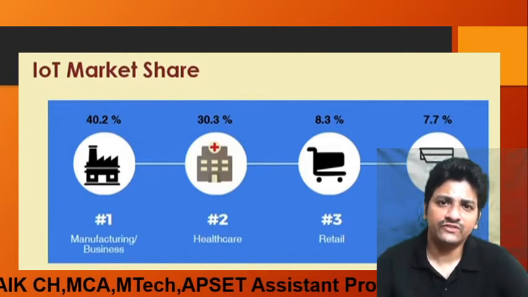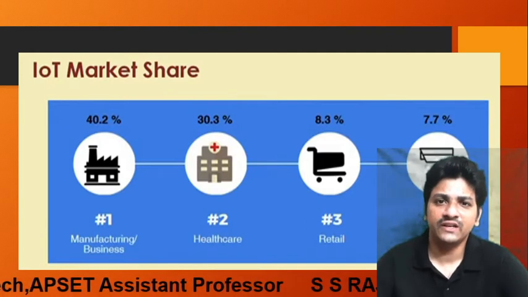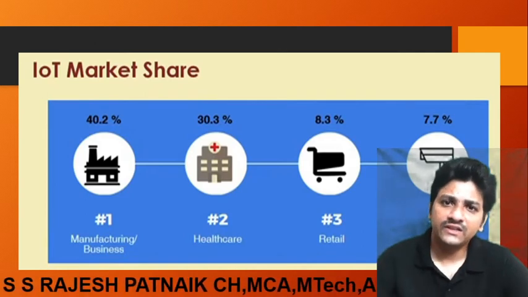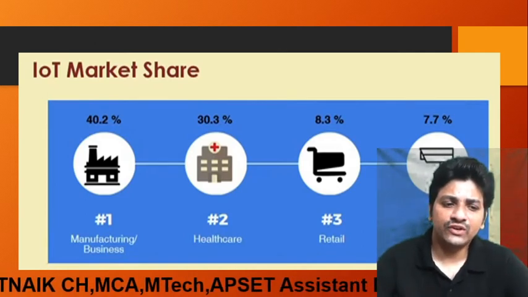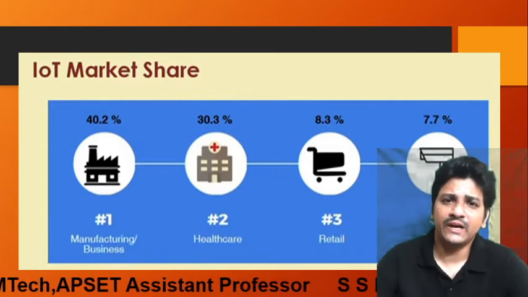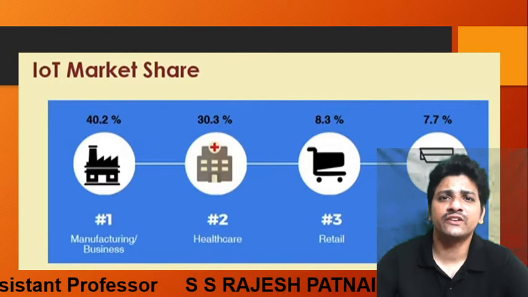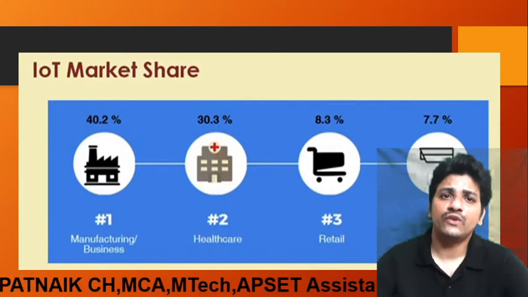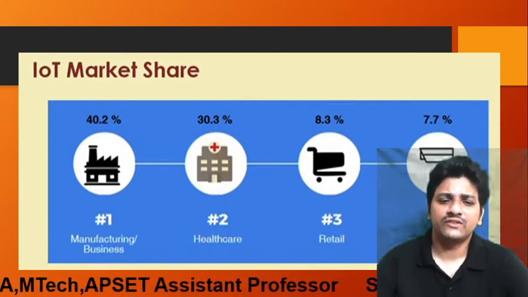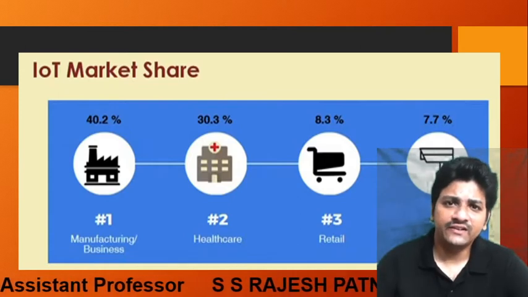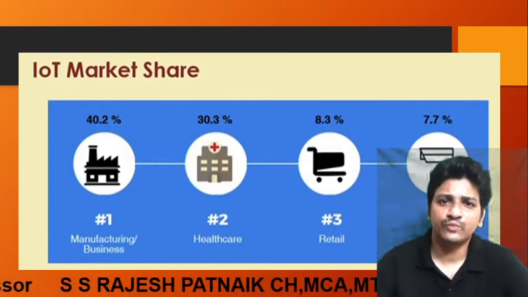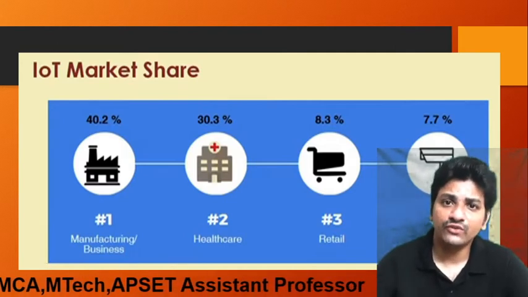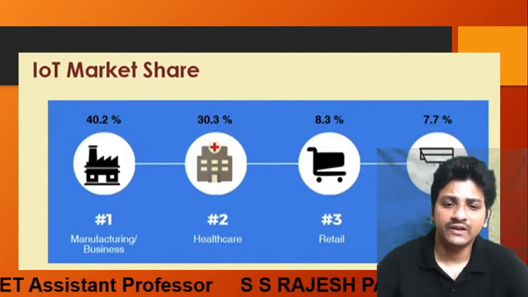I already showed different slides previously regarding where IoT devices are used in manufacturing and where they are used in healthcare. I showed an example where the doctor monitors the patient's health. In manufacturing, different industries use different types of IoT devices for sensing smoke and other things. And in the retail area, retail means stock analysis and product analysis, and 8.3% was the IoT market share.